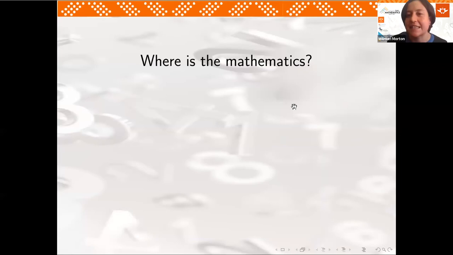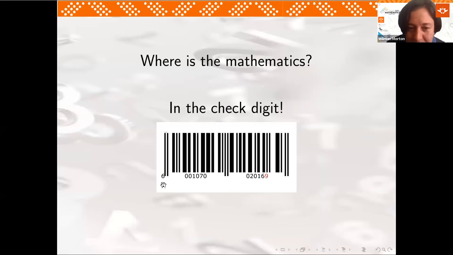The mathematics that I want to point out today is the check digit. So in an EAN or an ISBN, you typically have 13 numbers. And the last number there is a special digit. And there's some mathematics behind finding that particular digit.